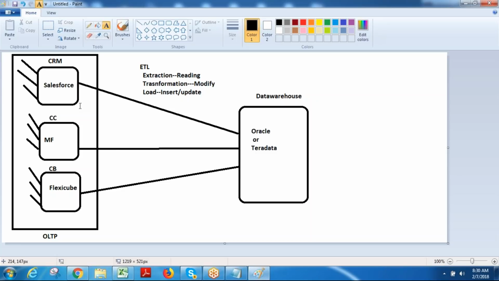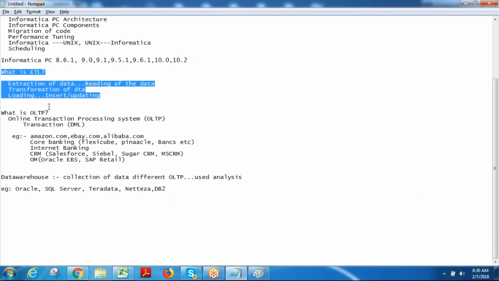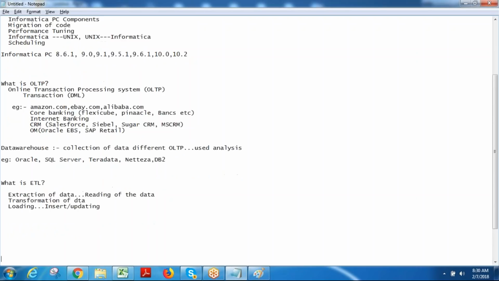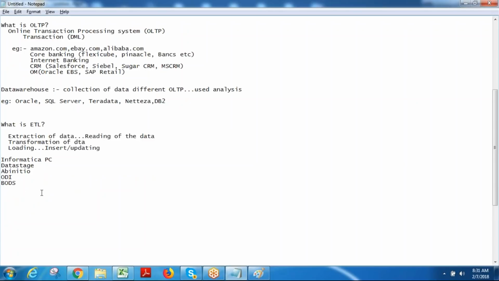To do this process, there are different ETL tools available in the market. There are many ETL tools available. Among that, Informatica PowerCenter is one ETL tool which we have. Informatica PC stands for PowerCenter, and you have DataStage, and you have Ab Initio, right? And then we also have ODI, Oracle Data Integrator, right? So you have BODS, Business Objects Data Services. Likewise, there are many, many ETL tools available. If you talk about Talend, Pentaho, likewise, there are many ETL tools available.